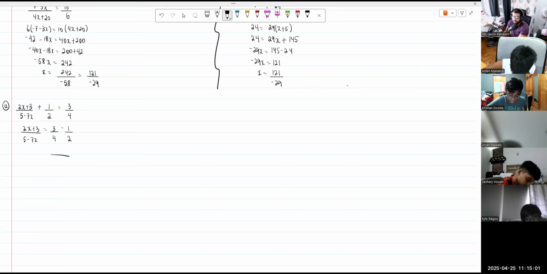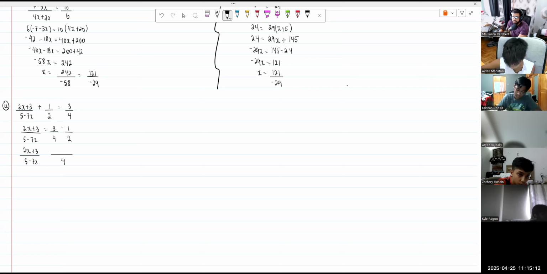I'll have to get the LCM on the right-hand side alone, which is 4. The left-hand side remains as (2x + 3) over (5 - 7x). And whenever you're ready, just put this in our brackets. I'm going to get 3 take away 2, which is a quarter. So (2x + 3) over (5 - 7x) is equal to a quarter.